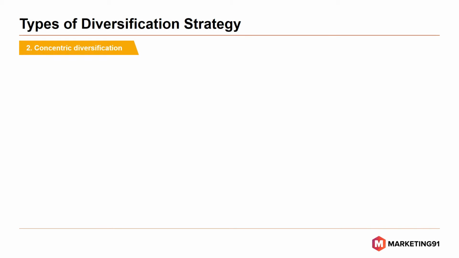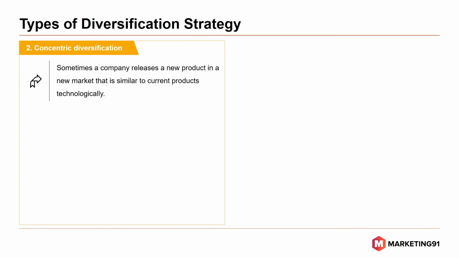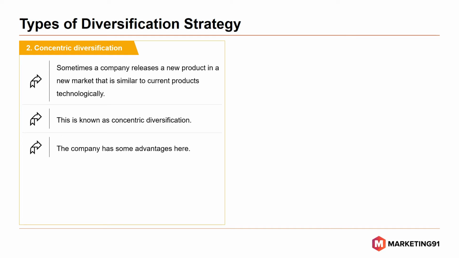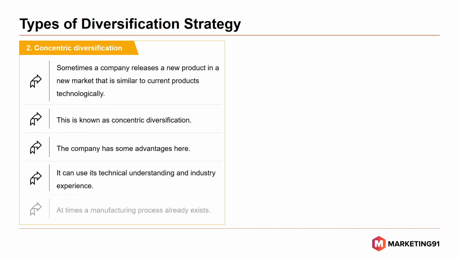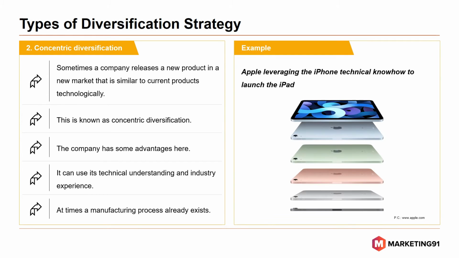Next, concentric diversification. Sometimes a company releases a new product in a new market that is similar to current products technologically. This is known as concentric diversification. The company has some advantages here. It can use its technical understanding and the industry experience. At times, a manufacturing process already exists. Example, Apple leveraging the iPhone technical know-how to launch the Apple iPad.